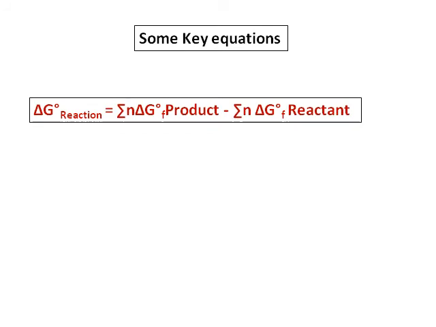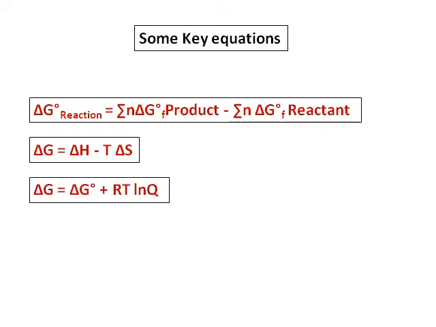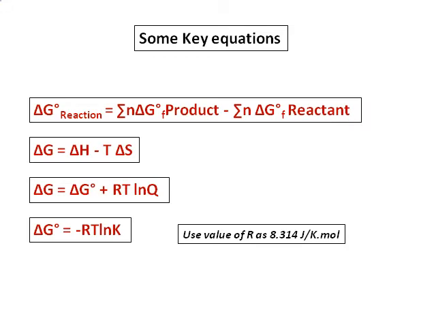I have just listed some key equations which you'll be needing to solve the questions on delta G. The change in delta G is equal to the sum of the delta G of the products minus the sum of the delta G of the reactants. Another equation you have to know is delta G equals delta H minus T delta S. The relation between delta G and the equilibrium constant is given in the next two equations. Whenever you are using delta G0 equals minus RT ln K, remember to use R as 8.314 joules per K mole, and the temperature should be in Kelvin.